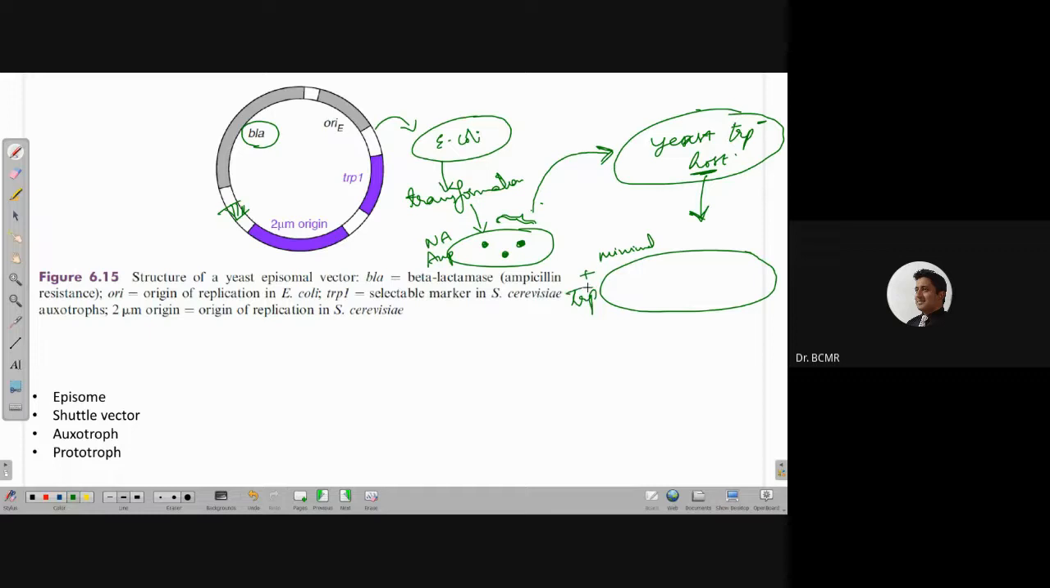And then there are two different types of cells, right? You are now taking yeast which is auxotrophic for tryptophan, and you have done transformation. So you'll get two types of cells: cells that are transformants, that means they have taken up the DNA, and non-transformants.